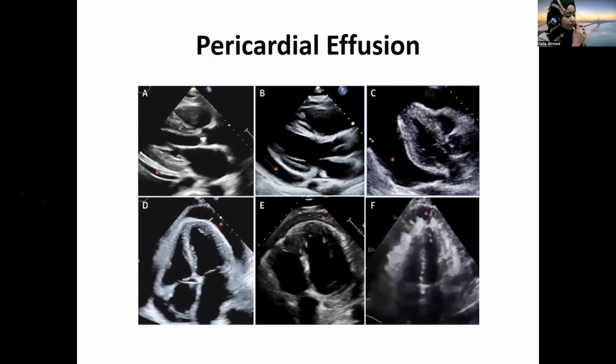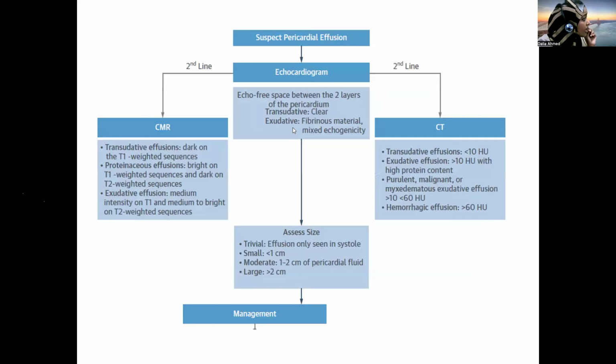Sorry. Thank you. So the size of the pericardial effusion and location can give etiology. If it's, for example, in this case here, this is an exudative pericardial effusion. You can also assess the hemodynamic significance of the pericardial effusion. It's kind of an algorithm on how to deal with pericardial effusion. I will just go fast through it.